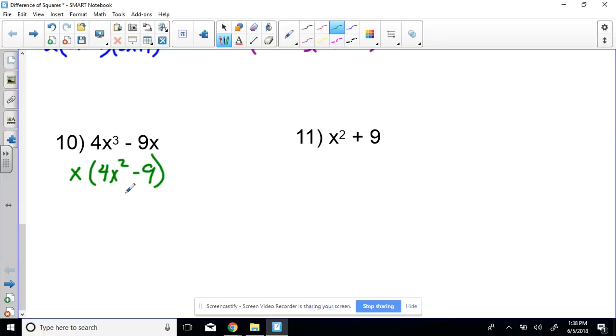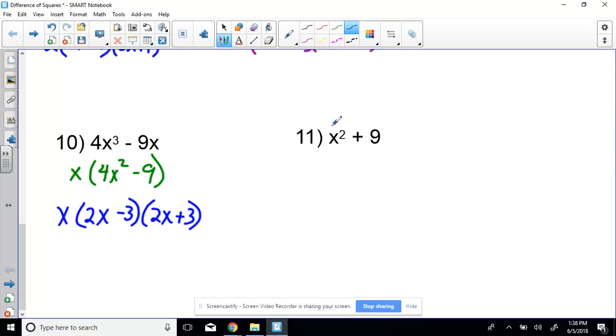Now look inside the parentheses. Can I take the square root of it? So x parentheses, square root of 4 is 2x minus square root of 9 is 3. So the second part is 2x plus 3.